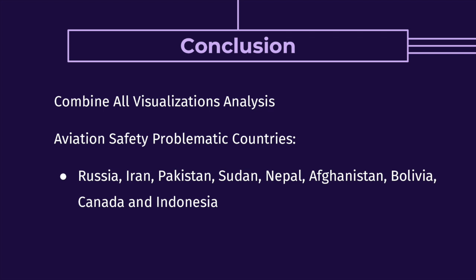In conclusion, from all the visualizations developed, it can be deduced that countries with potentially problematic aviation safety include Russia, Pakistan, Iran, Sudan, Nepal, Myanmar, Afghanistan, Bolivia, Canada, and Indonesia.